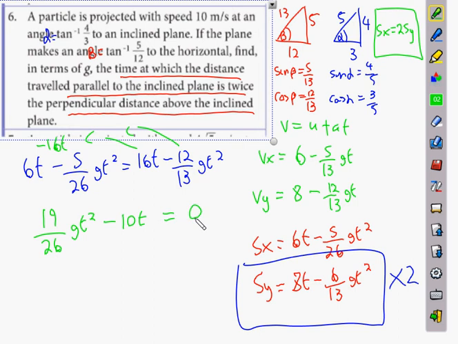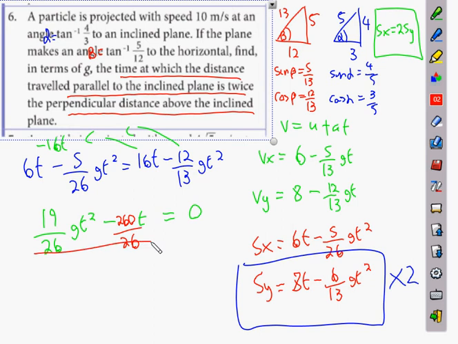Equals 0. I'm going to make a quick adjustment to the 10t. I'm going to turn that 10t into 260t over 26. Is that right? 260t over 26? Yeah, because I just want to give them the same denominator. I just think it's convenient to do it now. The 26s are gone.